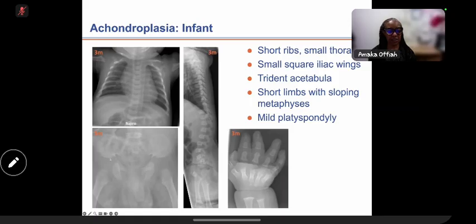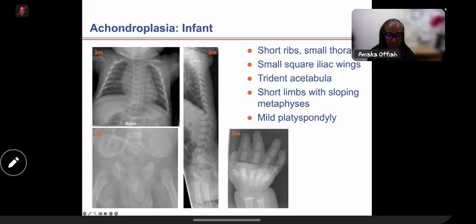Here again, we see the trident acetabulum. This is a 3-month-old. We see a very short sacrosciatic notch, and we see the ice cream scoop appearance with the horizontal trident acetabulum. Here, bullet-shaped vertebral bodies. Many of us will not have seen bullets, but it's this posterior scalloping, this anterior concavity, and then the trident hand, because the fingers do not oppose.